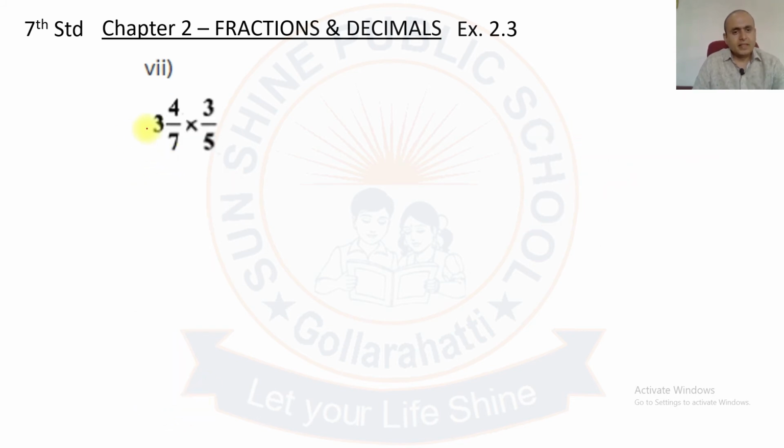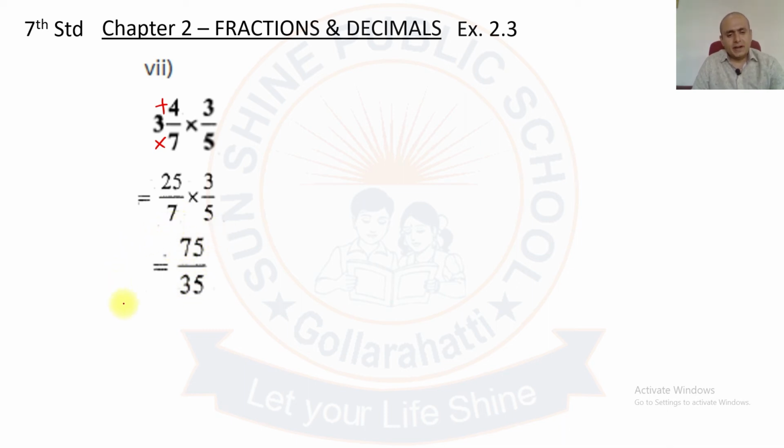Next question. 3 4 by 7 into 3 by 5. So we should multiply these two numbers. Before multiplying, let us convert this mixed fraction into an improper fraction by multiplying the whole number with the denominator, that is 3 sevens are 21, add 4 to it, that is 21 plus 4 is 25. So we get 25 by 7 into 3 by 5. Now multiply 25 into 3 and 7 into 5, we get 75 by 35.